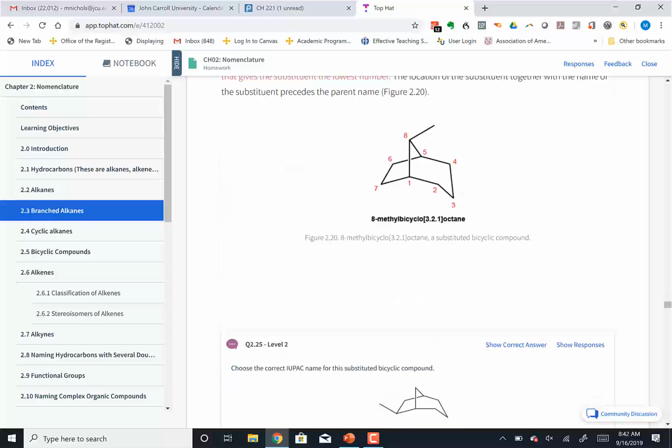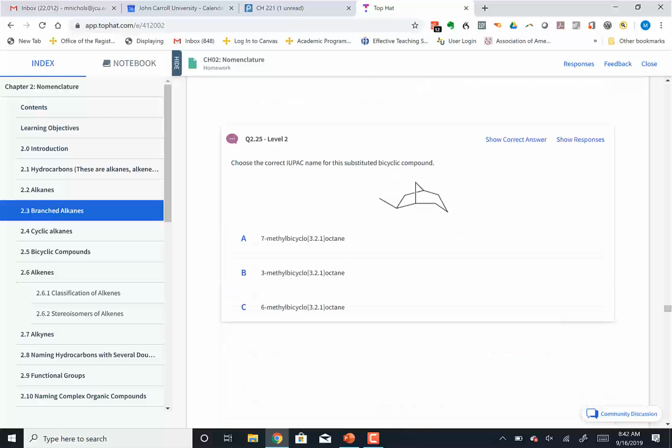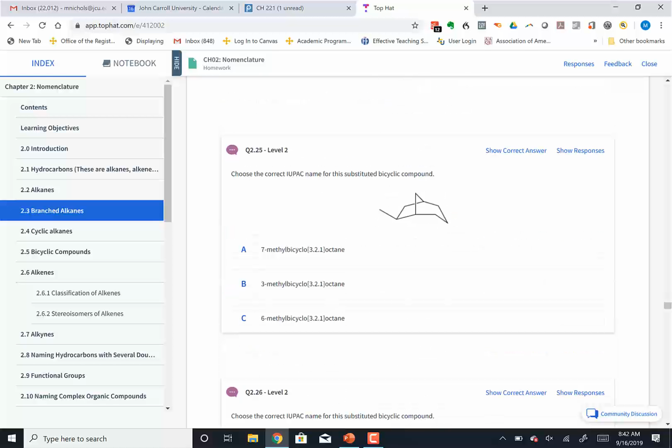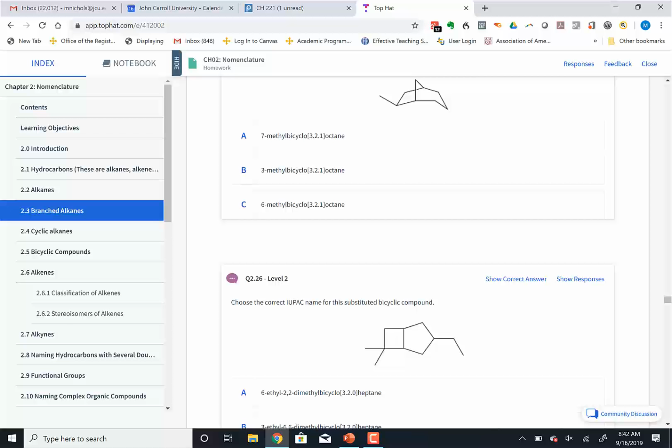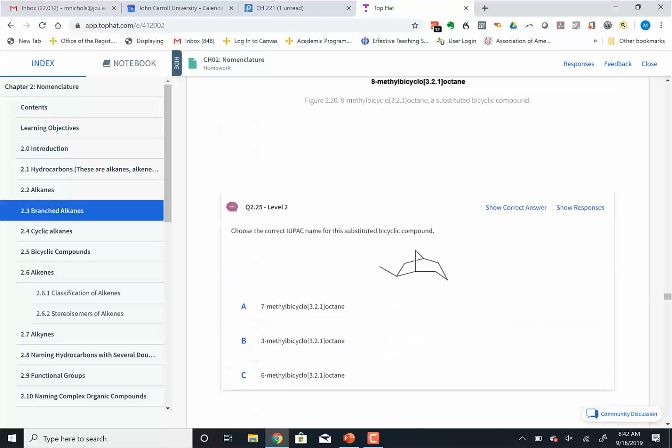Now, what about the substituents? So let's say here I have a substituent. And so how would we number this? Okay, so we'll do this is 25. 26 looks like it's a little more complicated, but let's do 25 first.